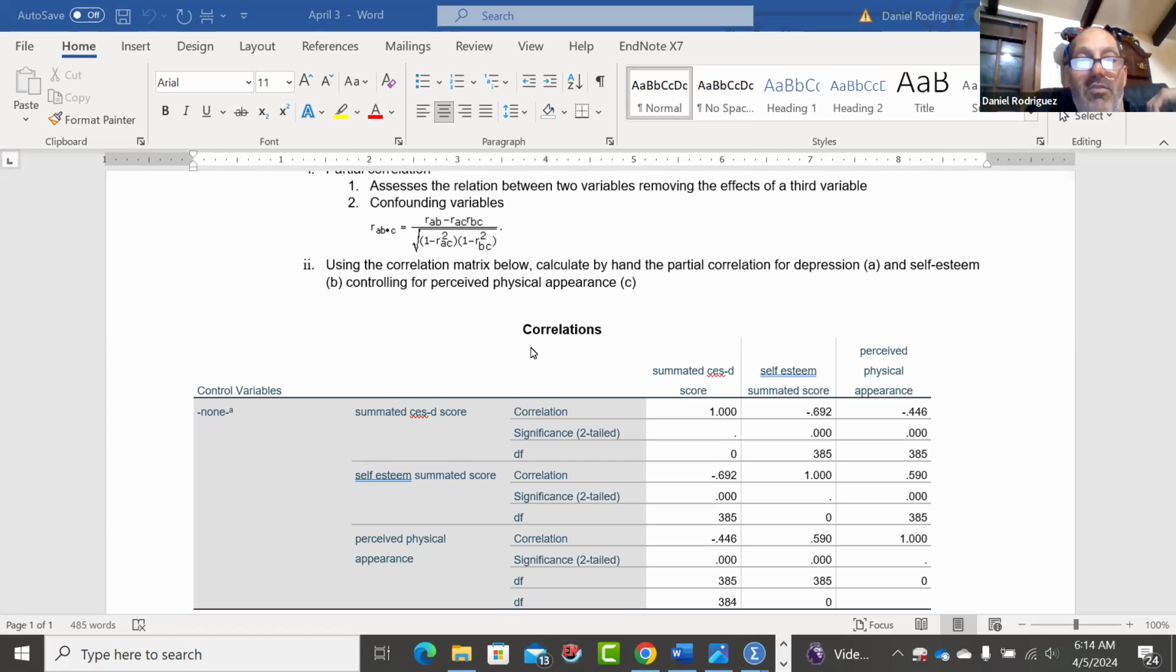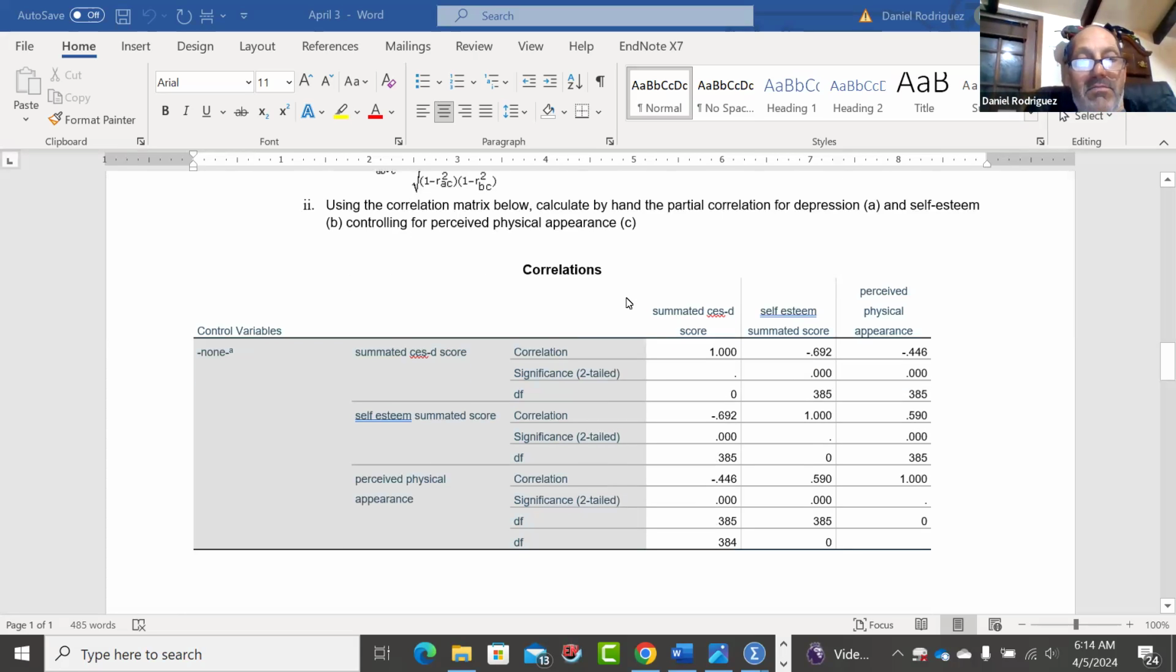Okay, so using the correlation matrix below, calculate by hand the partial correlation for depression and self-esteem, controlling for perceived physical appearance. So here's a regular correlation matrix. Correlation matrices generally have ones running down the diagonal, because these are standardized. This is basically the correlation between a variable and itself, and of course, it's going to be one. You can also think of this as being the variance, because these are standardized, so the variance is one.